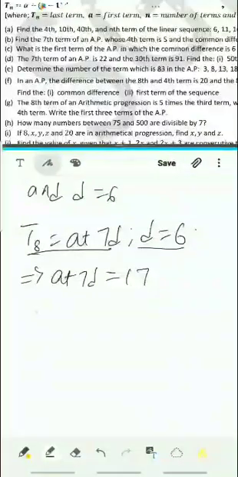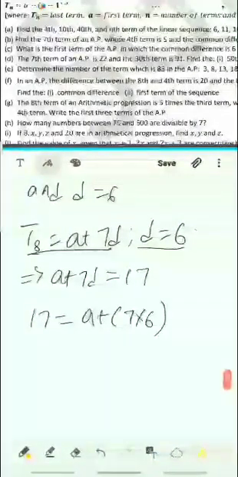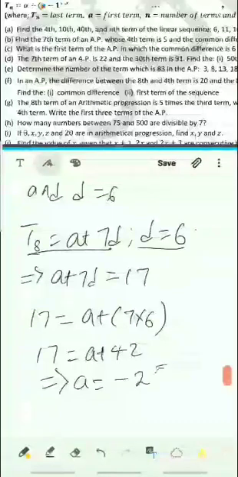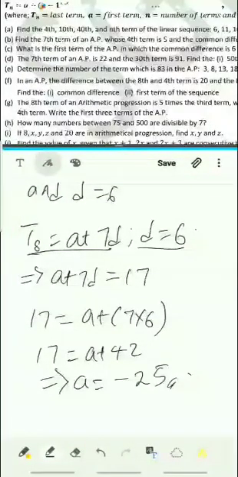Then we have 17 is equal to A plus 7 times 6. So 17 is equal to A plus 42. So what is A? A is equal to negative 25. So the first term is negative 25. So this is how you solve questions like this. Okay, if you have a very good basic understanding about this, when we get to more complex exercises, it will become easy for you.